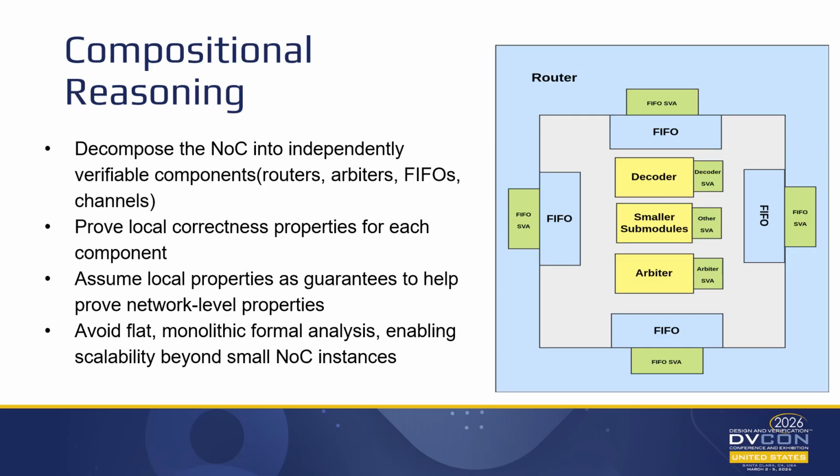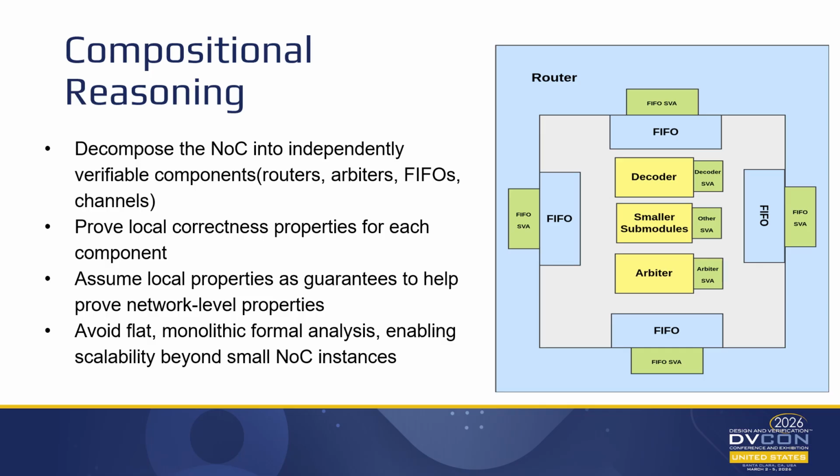We begin with compositional reasoning. Instead of verifying the node design as a single monolithic part, we decompose into independently verifiable components, such as routers, arbiters, FIFOs, and channels. As can be seen in the block diagram, for each component, we first prove local correctness properties in isolation. For all router submodules, as can be seen, every submodule has an SVA attached to it, and that proves that submodule independently.